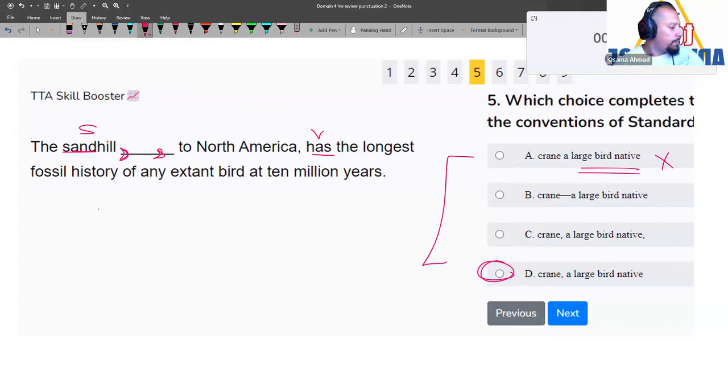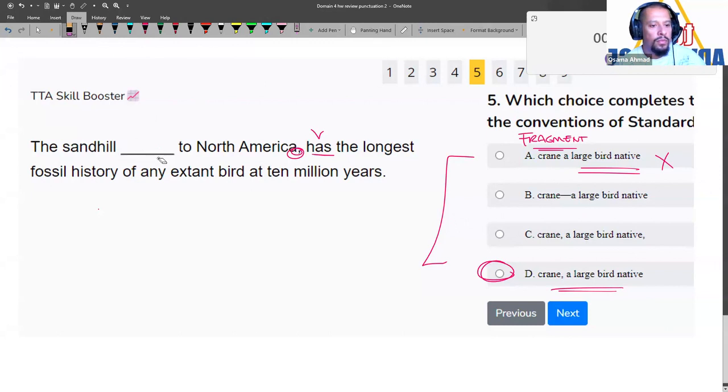Noor? Because there's a comma before has. Because it's just one comma, right? Yes, very good job, sir. So A creates a fragment. Umar, okay, sir. Again, now we have a comma after crane.